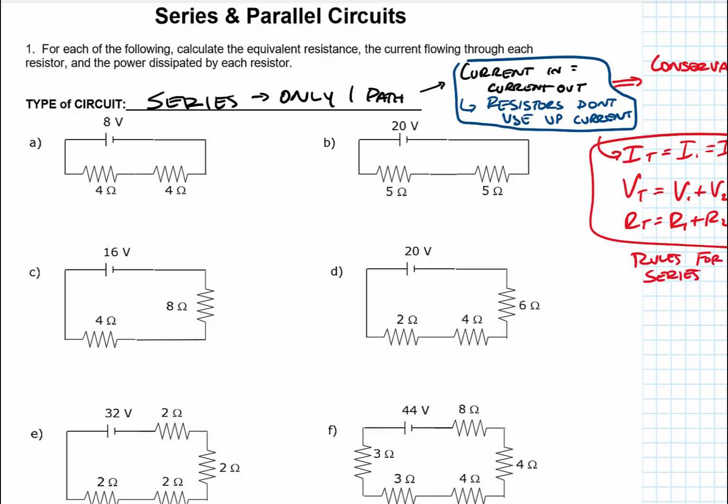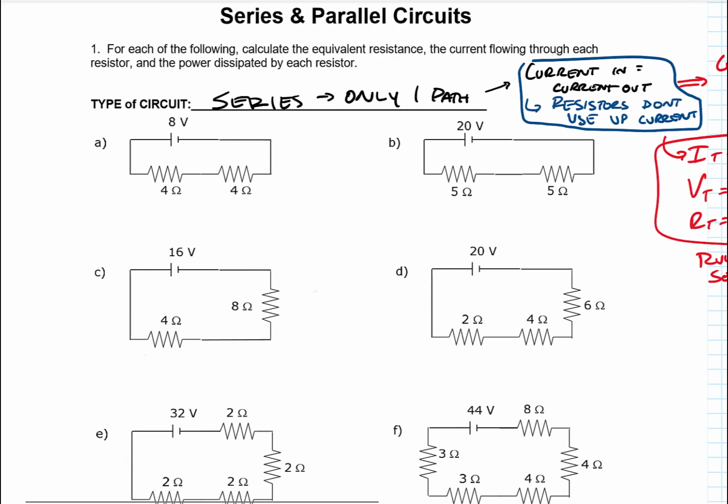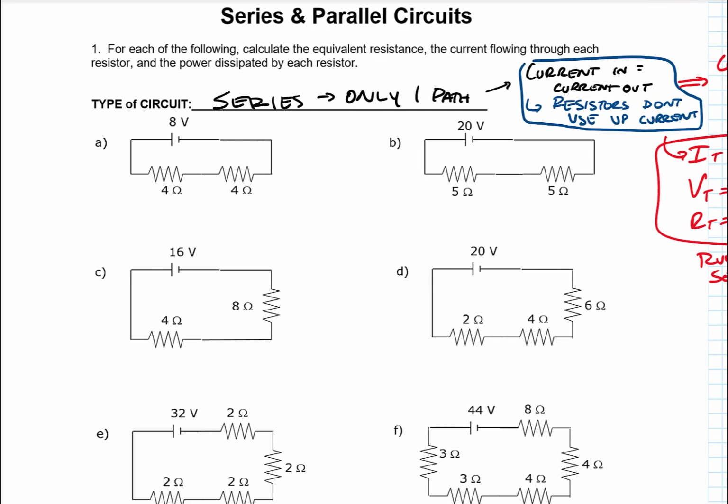So let's do that for each one of these. We'll just do each one at a time. So looking at this, I have 4 ohms and 4 ohms. So the equivalent resistance, the total resistance here, is 8 ohms.